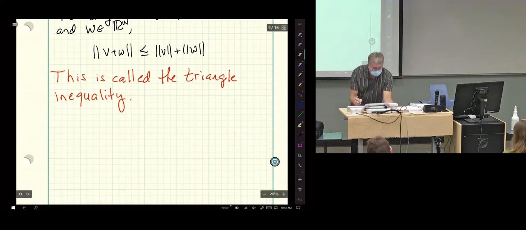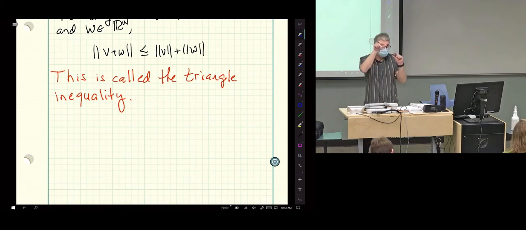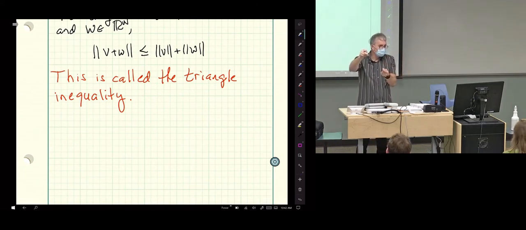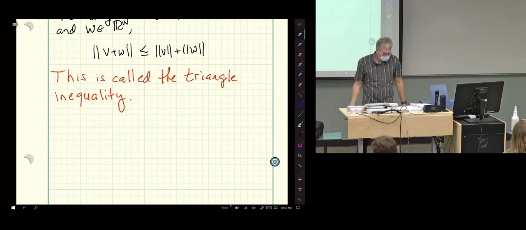So do you guys remember from high school, if you have a triangle and you add up any two sides, that's greater than or equal to the length of the third side? It doesn't matter which of the two you choose. Is it the same thing here?